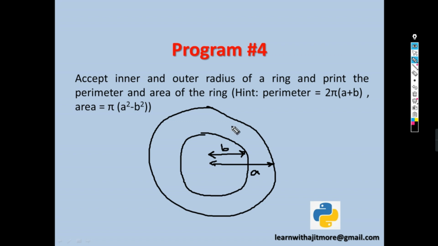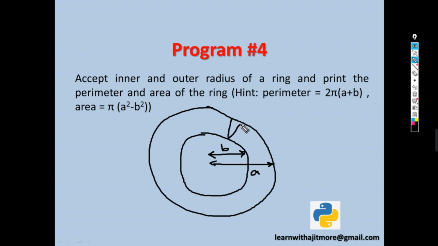Getting? So we are supposed to calculate the perimeter. The perimeter will be the circumferences of both the circles. The outer circle circumference will be 2 pi a. Circumference is 2 pi r. So r is a, so 2 pi a. And inner is 2 pi b. Add it, you'll get the perimeter. Right? So here, see, 2 pi a plus 2 pi b. So 2 pi common.